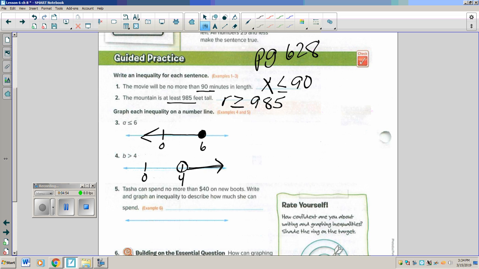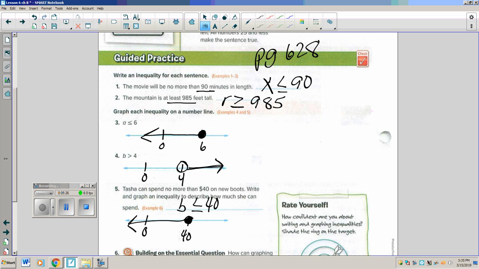And one more. Tasha can spend no more than $40 on new boots. Write and graph an inequality to describe how much she can spend. B has to be less than or equal to 40 bucks. Then you'd graph that. There's 0. There's 40. My circle goes on 40. It can be equal, so make sure it's colored in. It has to be going left.